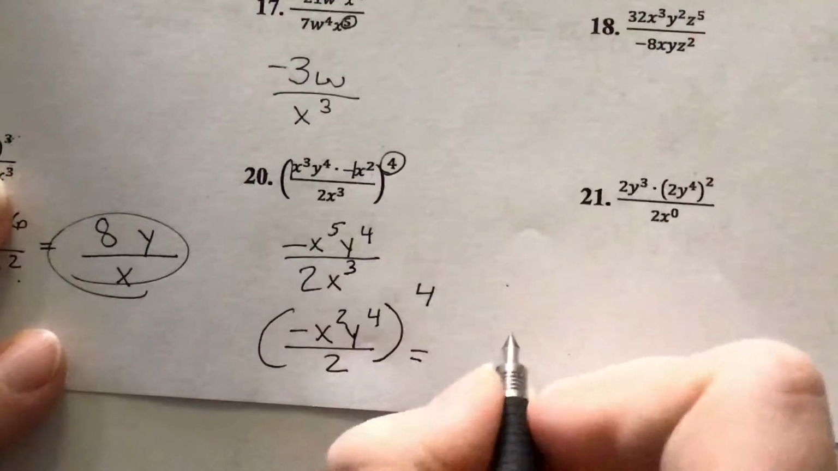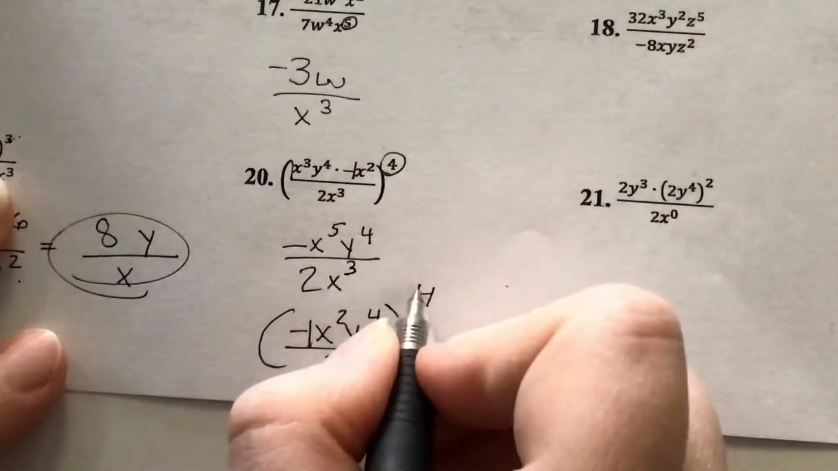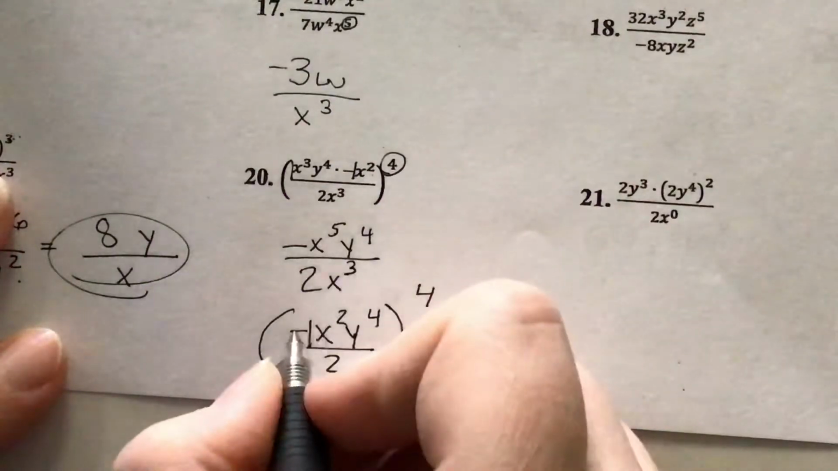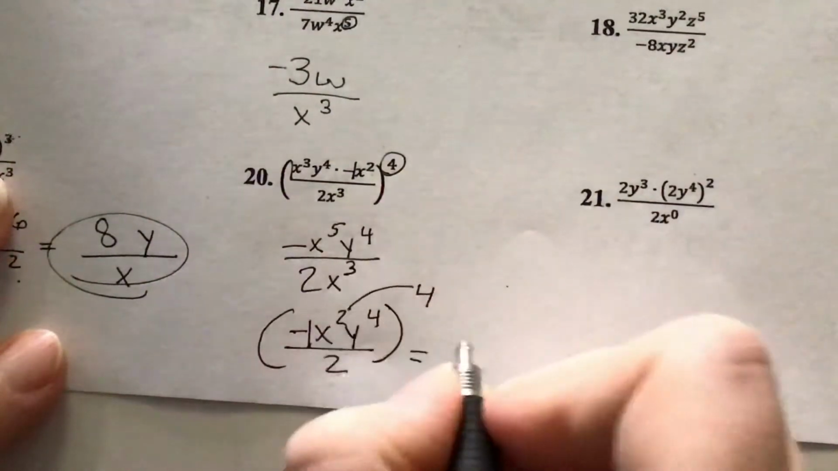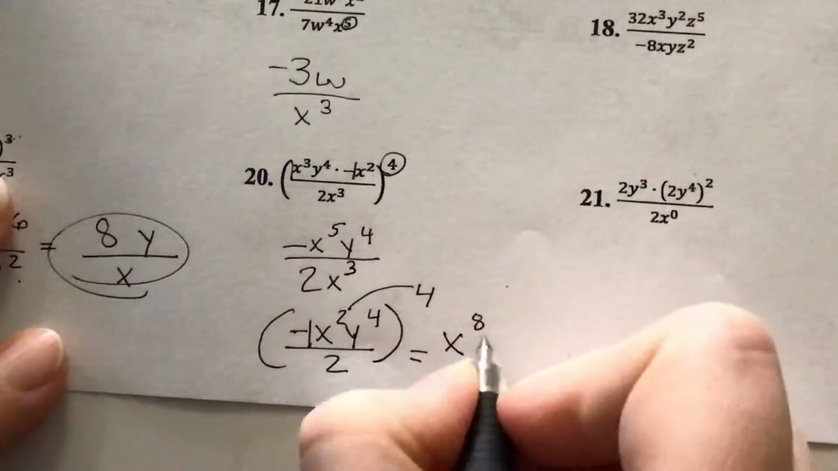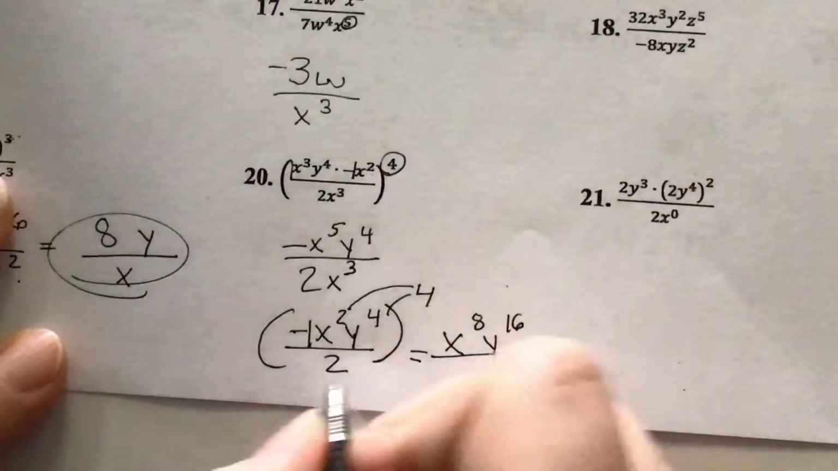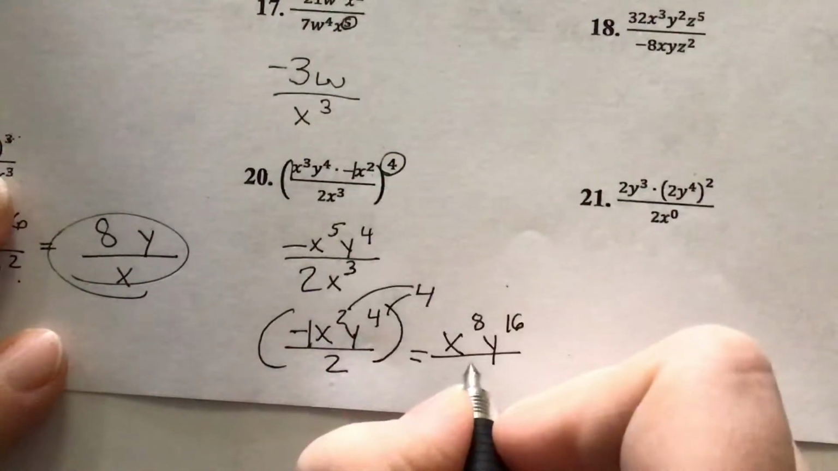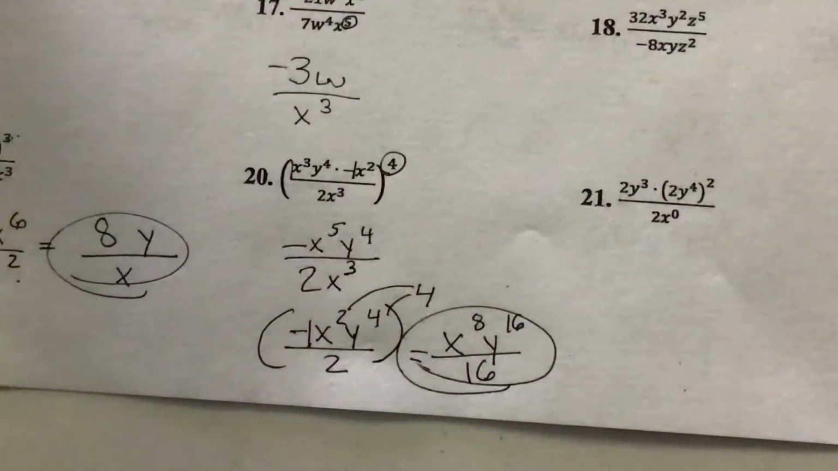So final answer, negative 1, there's still a 1 here, to a 4th power. This exponent's even, so this negative is not negative anymore, it's positive. Okay, 4 times 2, this is x to the 8th power. Y, 4 times 4 is 16th power. And then below, 2 to the 4th power is 16. So here's your final answer for that problem.